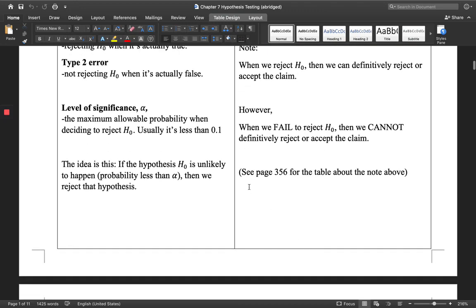Okay, one more note about that. If you want to look at the table on page 356, I think it has a nice summary for this fact that we just talked about.